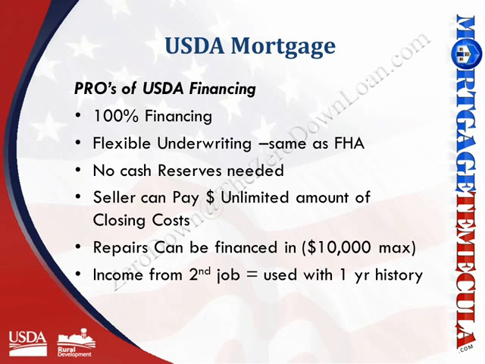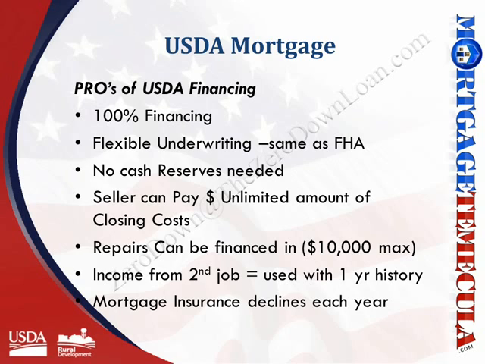Now, income from a second job can be used for qualifying purposes when you're doing USDA financing, even if there's only a one-year history of it, which is pretty special compared to FHA or conventional. So if you've got a second job and you've got documentable income from it, on a USDA loan, you can use that income with only a one-year history.